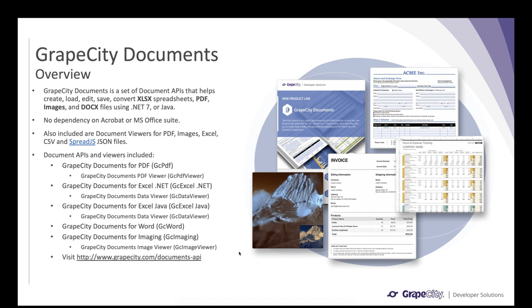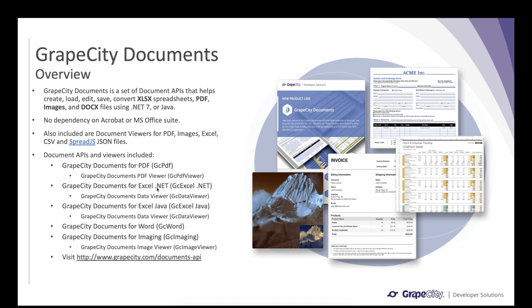Also included are document viewers for PDF, images, Excel, CSV, and spreadsheet files. The document APIs and viewers included in GrapeCity Documents are, first, GrapeCity Documents for PDF or GcPDF. This is our PDF API that helps to work with PDF documents, and included within this package is GrapeCity Documents PDF Viewer or GcPdfViewer. It's a JavaScript based viewer that helps to view PDF files in your web applications.